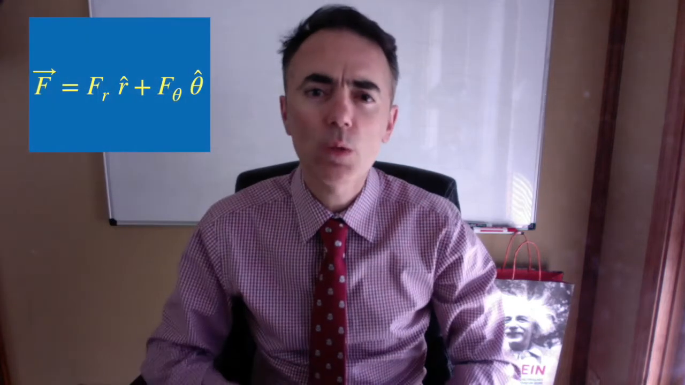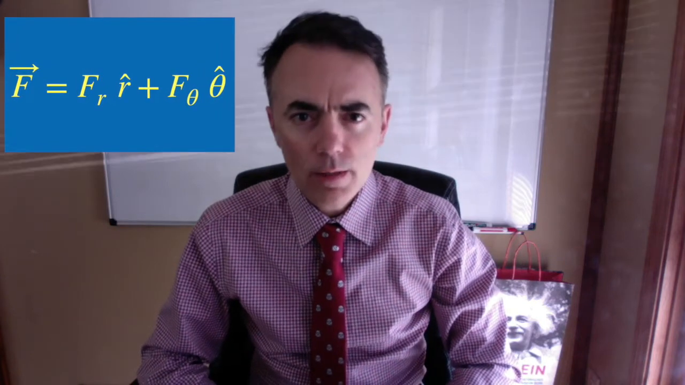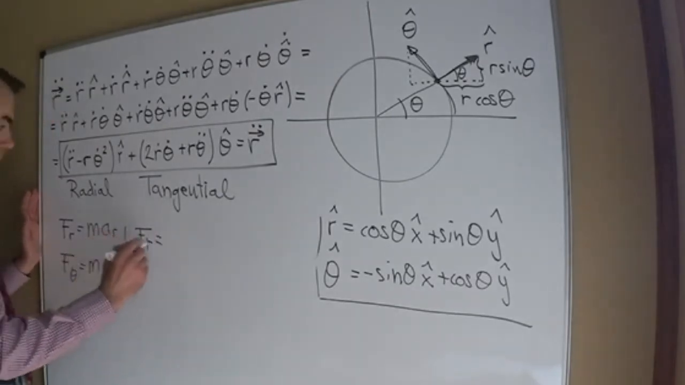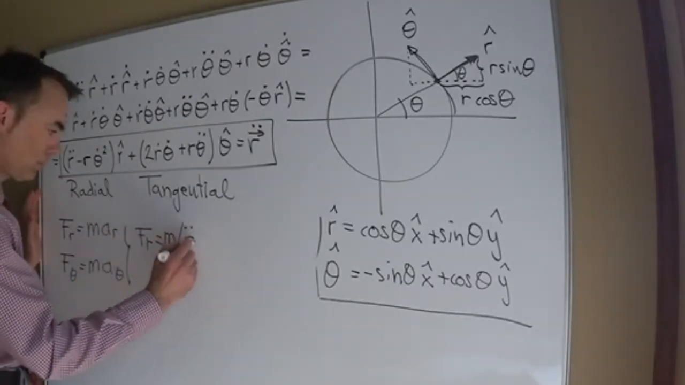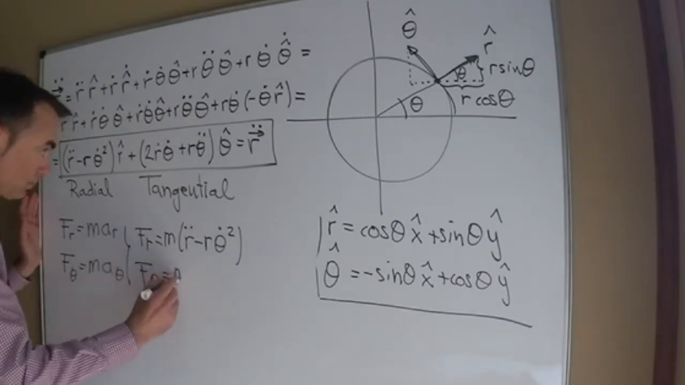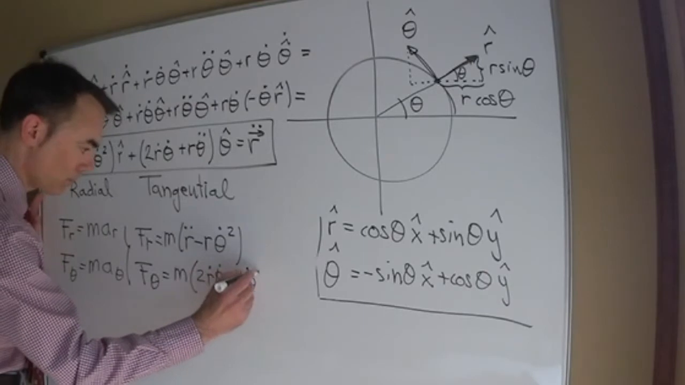Now, we can go back to our old friend Newton and write that F is equal to F sub r, r hat, plus F sub theta, theta hat. So F sub r is m times r double dot minus r theta dot squared, and F sub theta is m times r theta double dot plus 2 r dot theta dot. We have the radial force and the tangential force here.